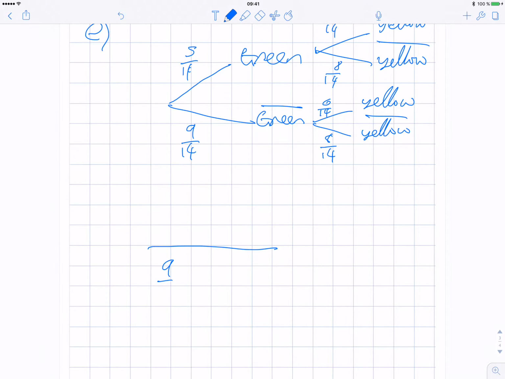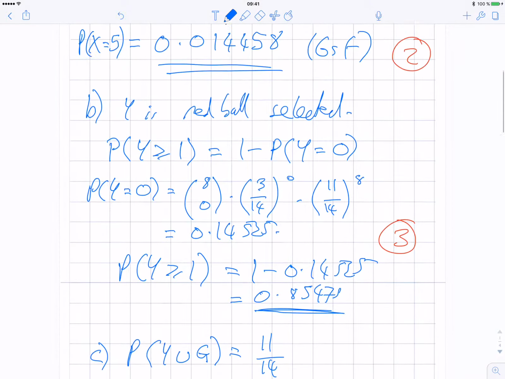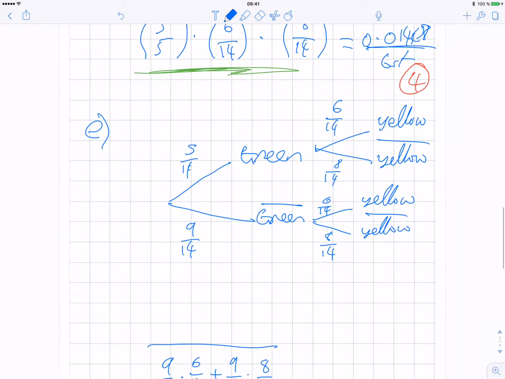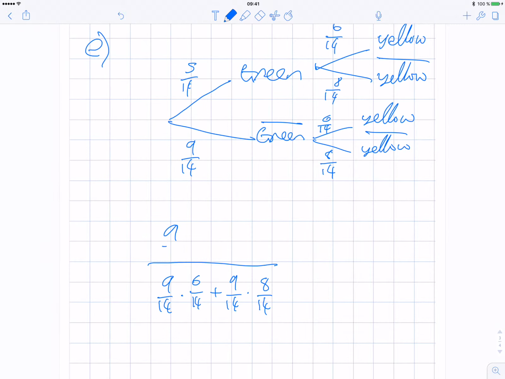So it's 9 over 14 times 6 over 14 plus 9 over 14 times 8 over 14, and the route that we want on the top is that it does say we want it to be yellow. You want it to be yellow, so it's 9 over 14 times 6 over 14, and look how this is the same, and that's how you know you're going to be getting it right. And let's just simplify everything.